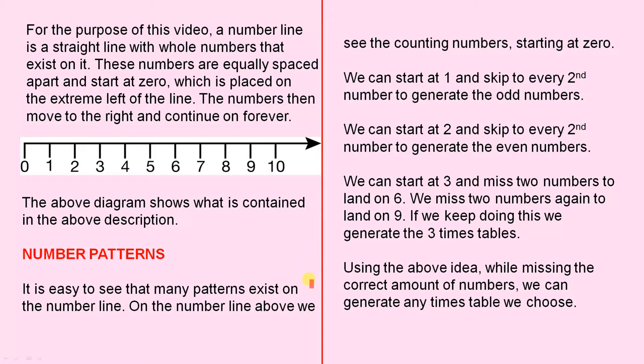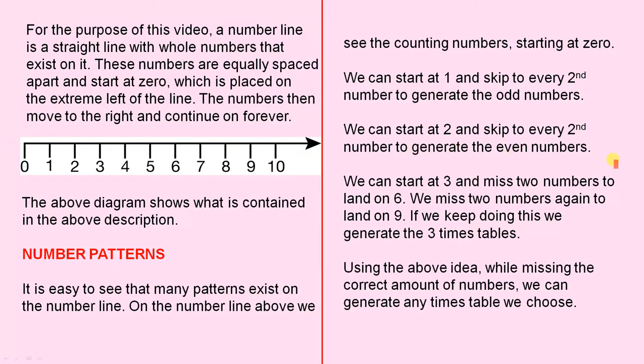Number patterns. It is easy to see that many patterns exist on the number line. On the number line above, we see the counting numbers starting at 0. So 0, 1, 2, 3, 4, etc. We can start at 1 and skip to every second number to generate the odd numbers. So what that means is 1, 3, 5, 7, 9, etc. We can start at 2 and skip to every second number to generate the even numbers. 2, 4, 6, 8, 10, etc.